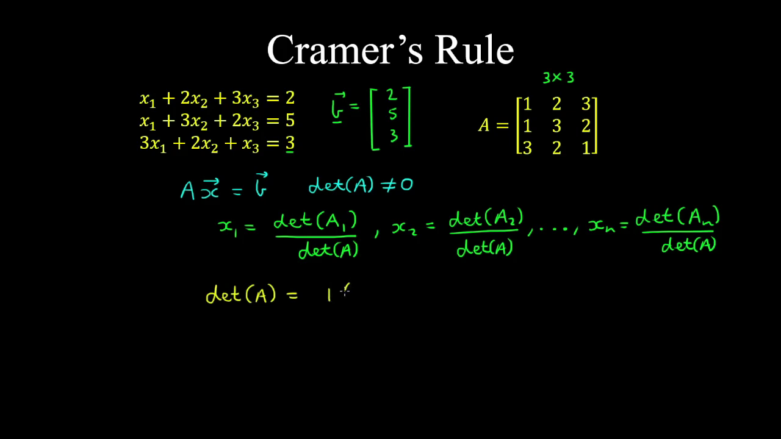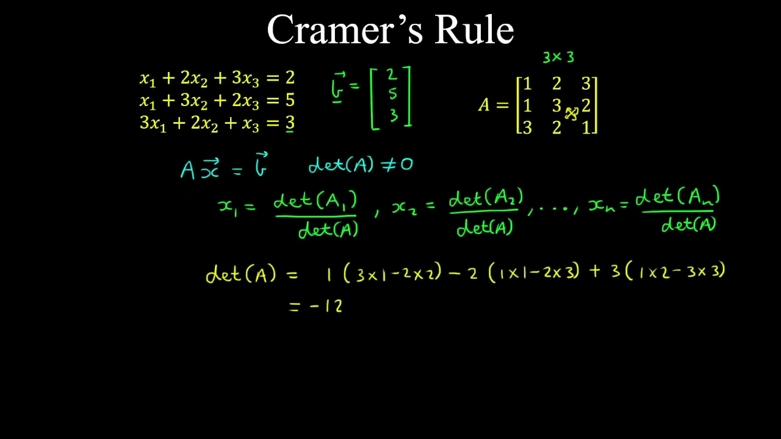So we have 1 by the determinant of the minor, which is 3 by 1 minus 2 by 2. And we subtract 2 by the determinant of the minor, so that'll be 1 by 1 minus 2 by 3. And then we add 3 by the determinant of the minor, so that'll be 1 by 2 minus 3 by 3. So that would give you minus 12. So the system has a unique solution.